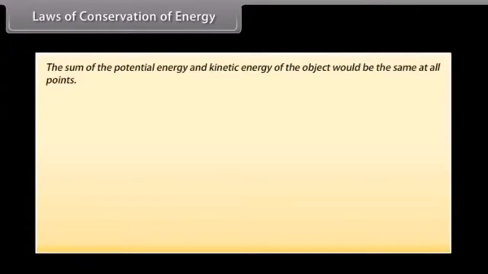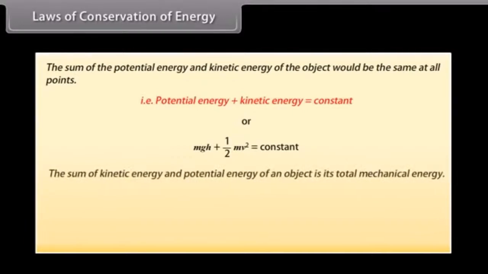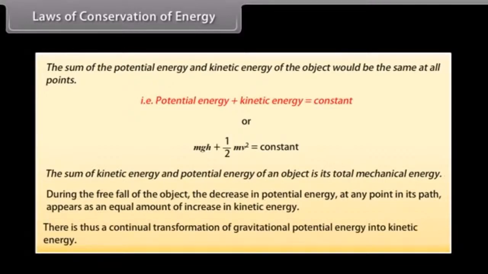However, the sum of the potential energy and kinetic energy of the object would be the same at all points. That is, potential energy plus kinetic energy is equal to constant, or mgh plus 1/2 mv squared is equal to constant. The sum of kinetic energy and potential energy of an object is its total mechanical energy. We find that during the free fall of the object, the decrease in potential energy at any point in its path appears as an equal amount of increase in kinetic energy. There is thus a continual transformation of gravitational potential energy into kinetic energy.